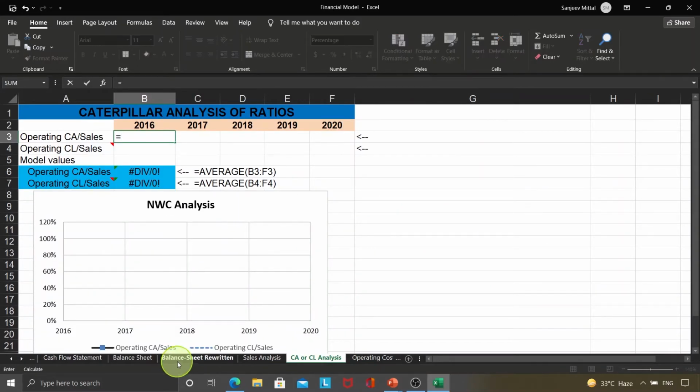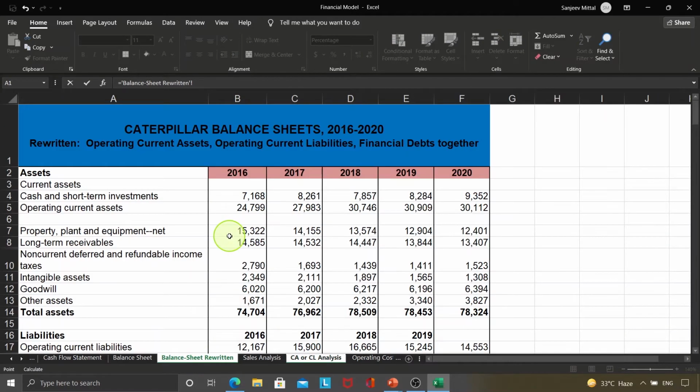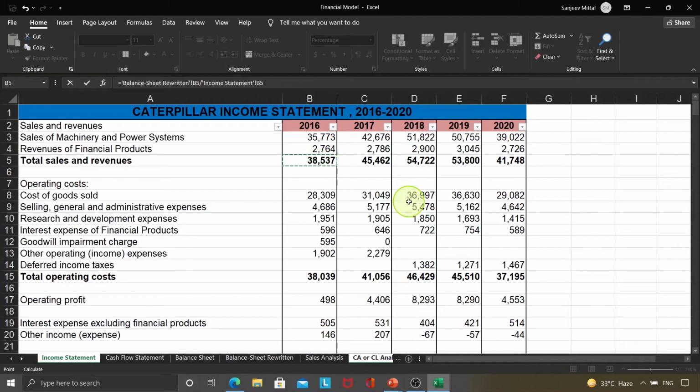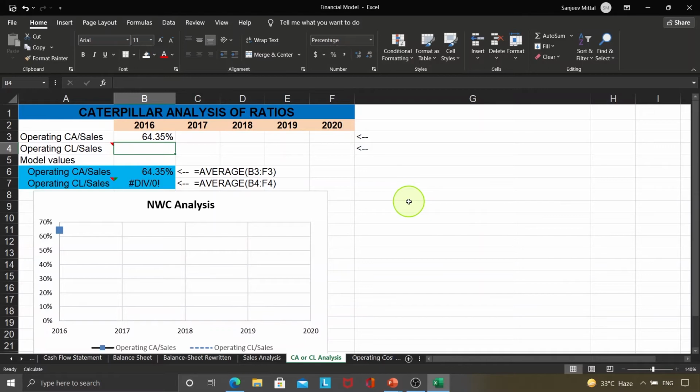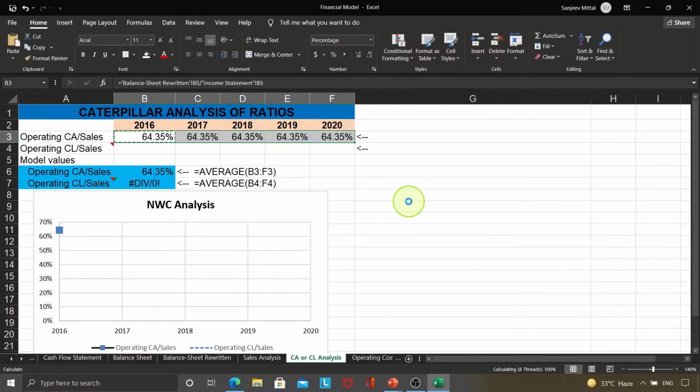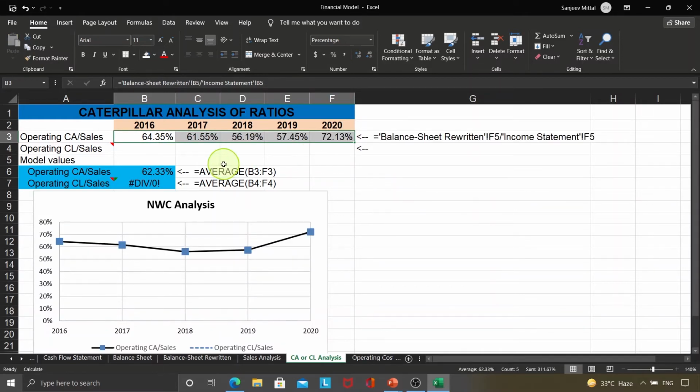So what I will do, I shall go to our balance sheet which has been rewritten and choose our operating current assets from there. Once I have chosen our operating current assets, I shall divide it with our, as you can see, the sales revenue. And when I divide it with our sales revenue, we will get our percentage of operating current assets to sales. The same pattern shall be applied to all the 5 years, and once we apply it on all the 5 years, we shall get our operating current assets to sales ratio.